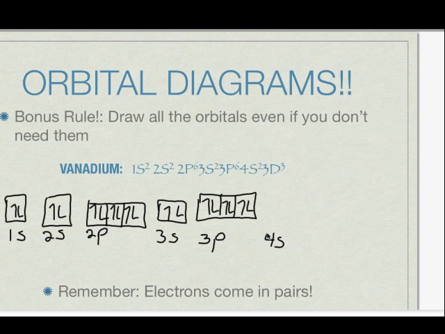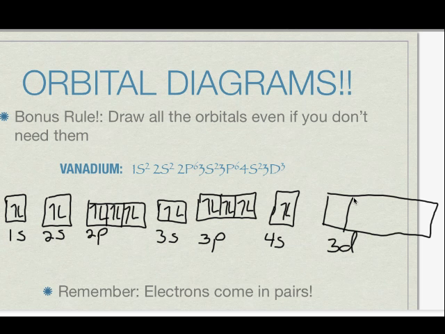Where am I? 4s. Now we're at the 3D. 3D. This is where we actually have to pay attention. Remember, the Ds have 10 electrons or 5 orbitals. No matter what, there are only 3 electrons, but I have to draw all 5 orbitals. And we have 3 electrons, so each one is going to take up its own orbital within that 3D. And then 2 of them just remain empty, but they are important. You do have to include them.